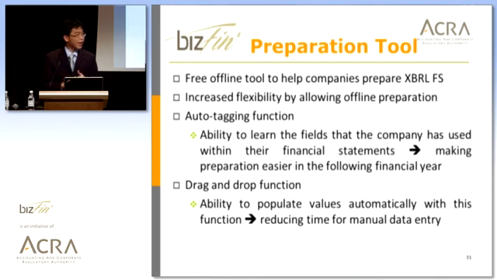In particular, there will be an auto tagging function, which allows the tool to learn some of the mapping that you have done for your line items within your financial statements to the taxonomy. So next year, when you prepare the same set of XBRL financial statements with the same line items, the tool will learn the mappings you have done, and the mapping can be done automatically. There will also be a drag and drop function to allow you to drag values from your source financial statements to be populated within our template. This will make your preparation easier, because the time used to key in data manually will be reduced.